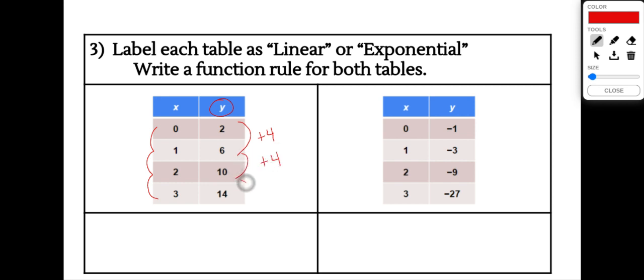Does this look familiar? To get from 10 to 14, that's adding 4. When you have a constant adding pattern, that's linear. So we're going to see this is a linear. This is going to make a line if you were to graph it. We see a linear relationship, so let's write a function rule.